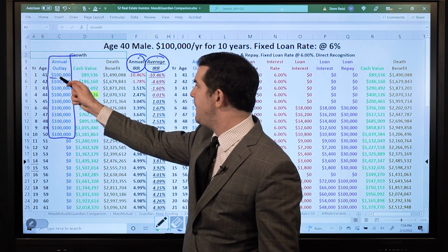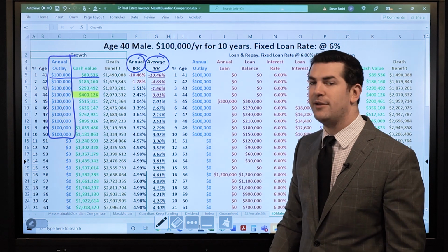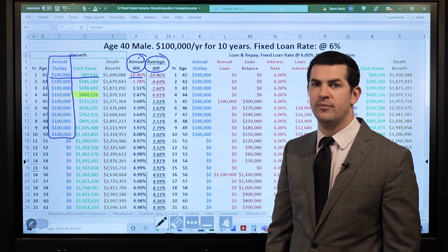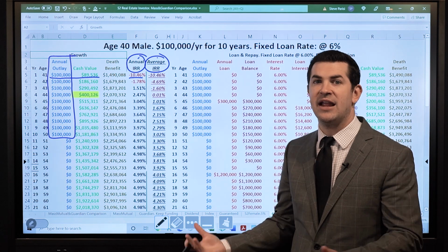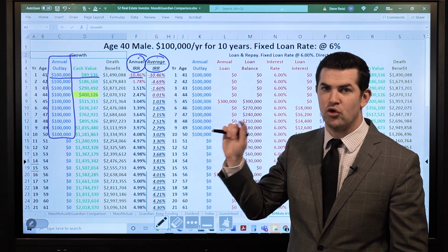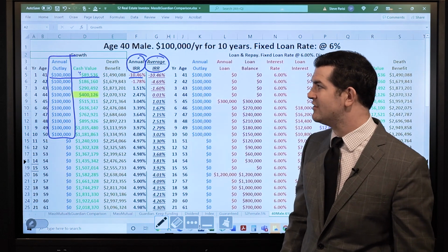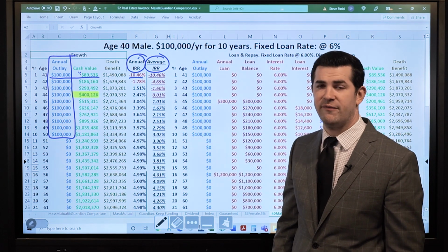So first year, I'm paying 100 grand. I've got just about 90% of it, which gives me a negative 10% internal rate of return. I don't care how you slice that. I've got a negative hit right off the bat. One of the biggest drawbacks to whole life insurance is this. No matter how well we design it, we typically have a negative hit right off the bat.